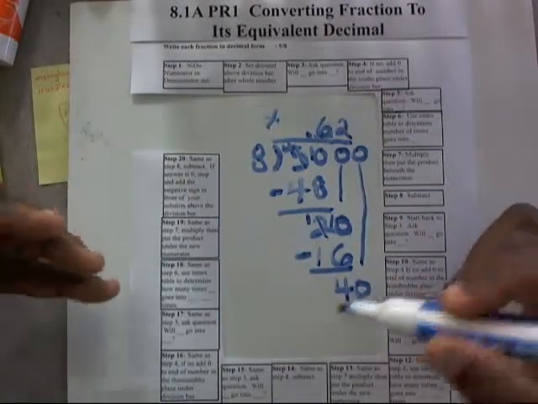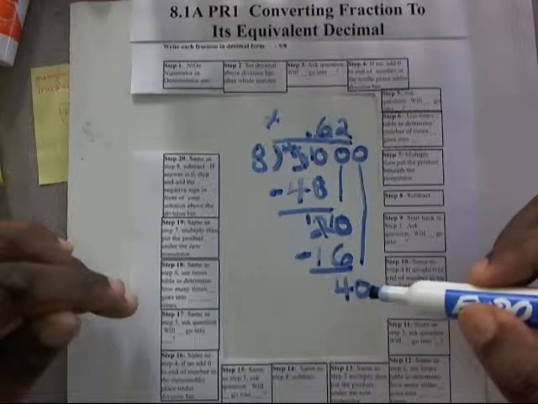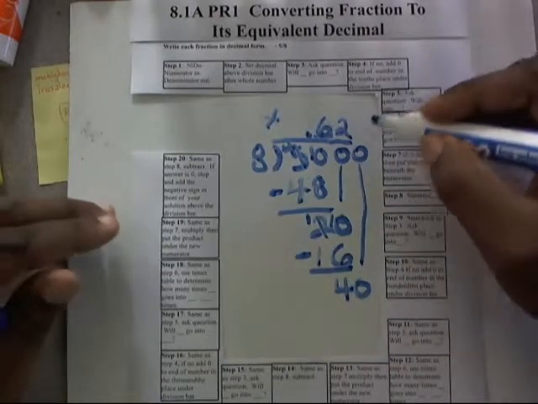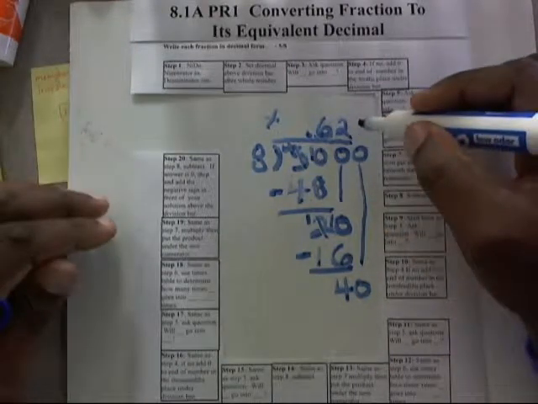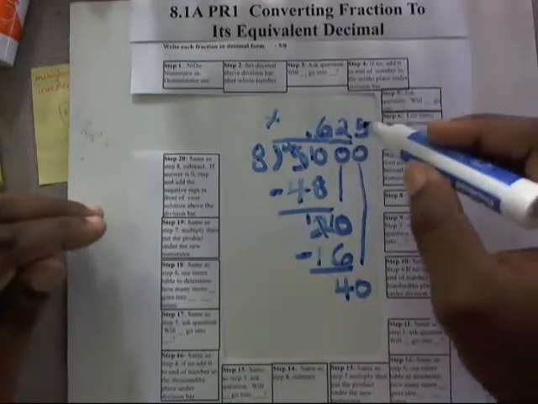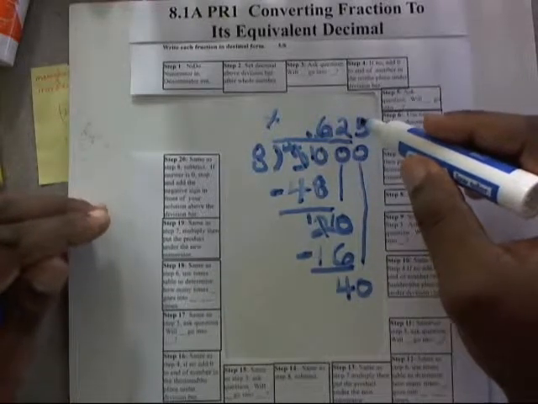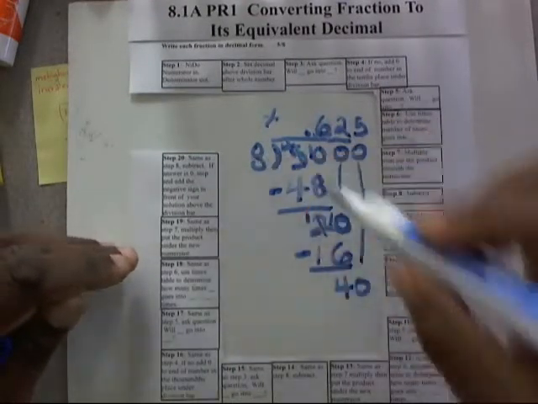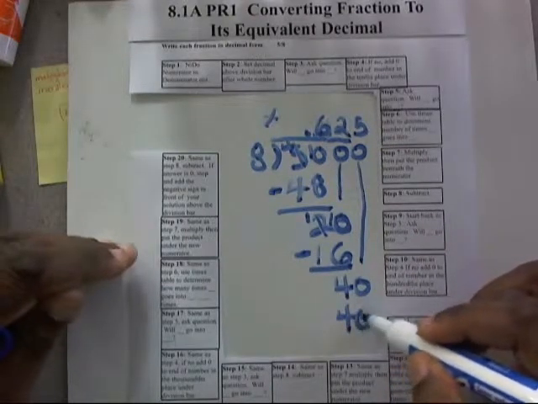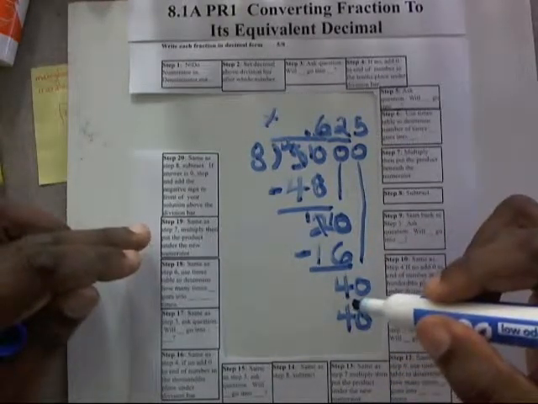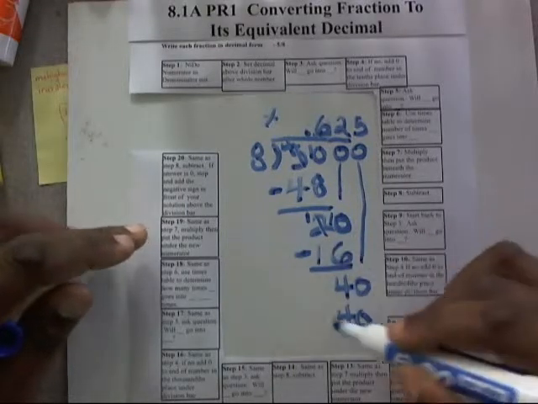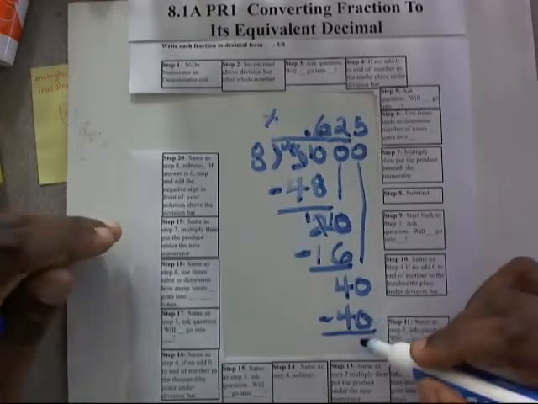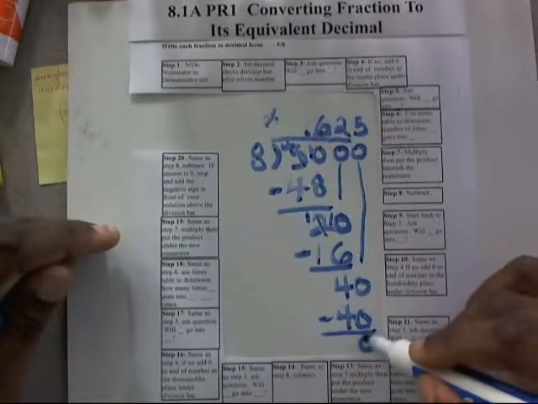So now I ask the same question again. Step 17 is, will 8 go into 40? Well, yes, it will, because 8 times 5 equals 40. So I'm going to do 5 right here. So now step number 18, I got to multiply it. 5 times 8 equals 40. Okay, now I got to subtract. When I subtract, 40 minus 40 equals 0.